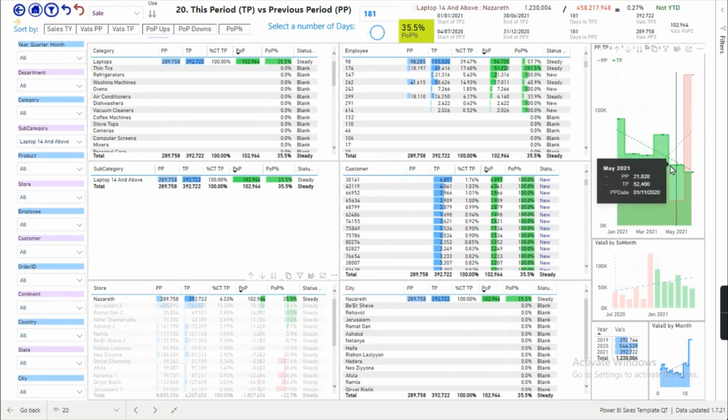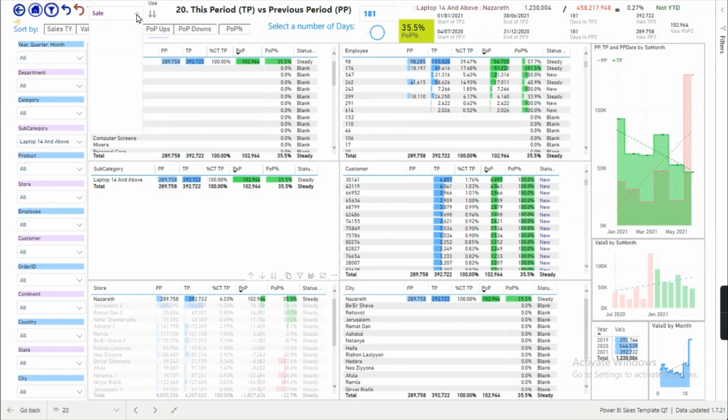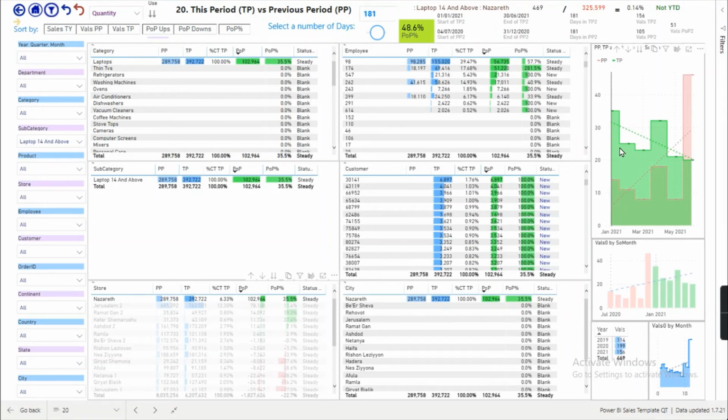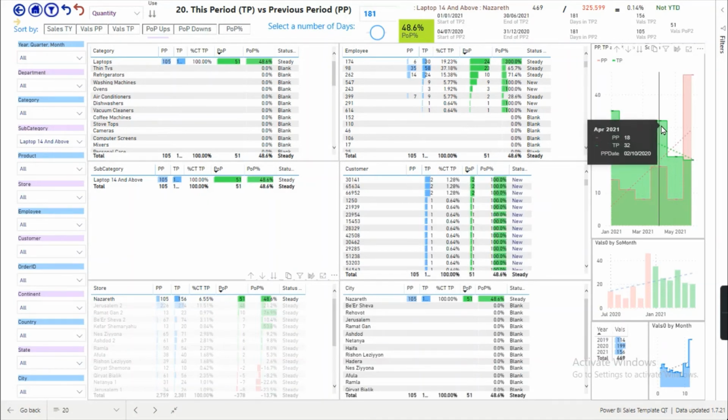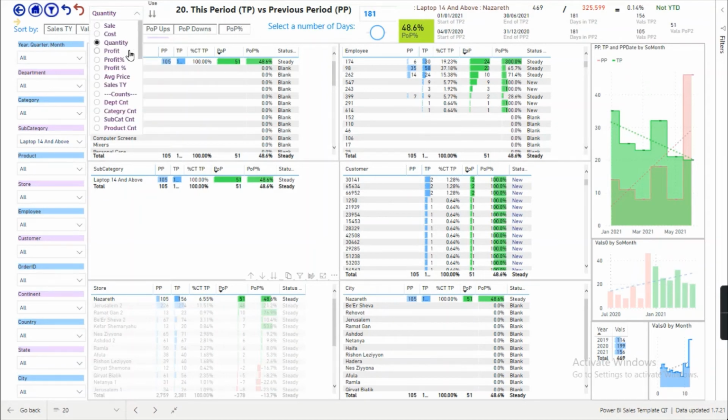Okay, in sales. Let's see the quantity. Maybe the problem is the price decreasing. The quantity is nearly the same. There is a problem also in quantity. Also there is Passover, a nice month. Let's see the average price.